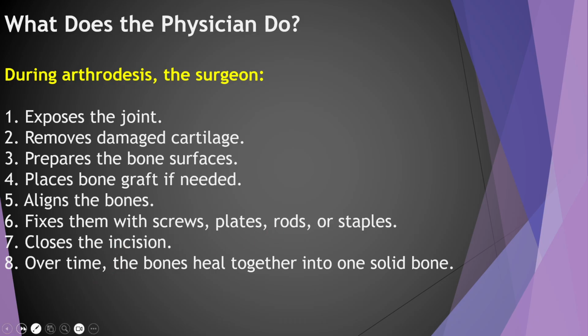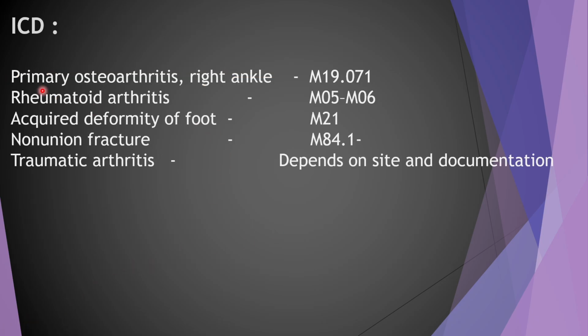Coming to the next. So these were the ICD series of arthrodesis, that is in primary arthritis, the M19 series. Rheumatoid arthritis. In arthroplasty and arthrodesis, some conditions are the same, but the treatments are different.